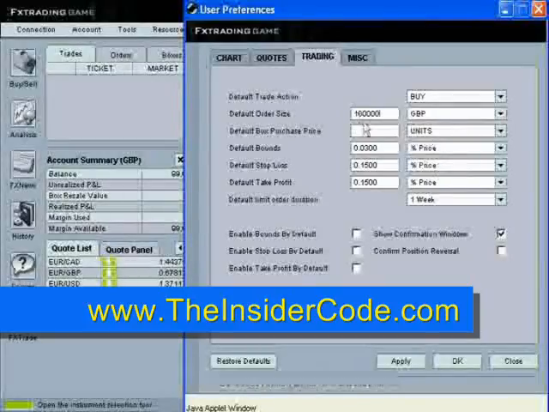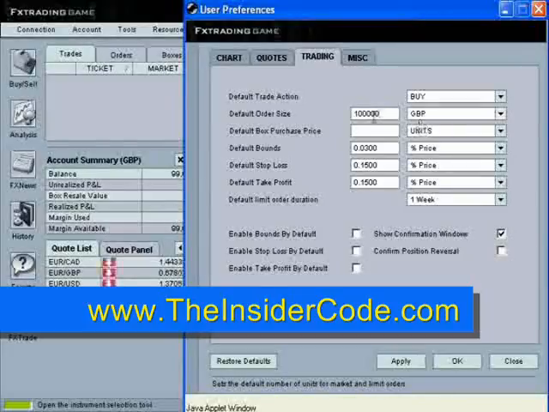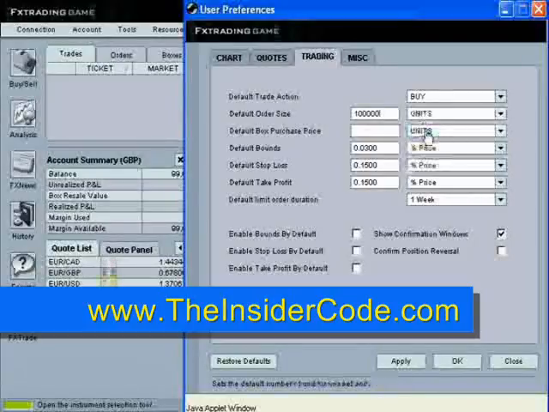So you could change this to 100,000 pounds. If I wanted to mentally keep track of my order in actual dollar amounts, then I could enter this in. This would be a little bit more in line with my normal line of thinking. I'm going to go ahead and keep this at units.